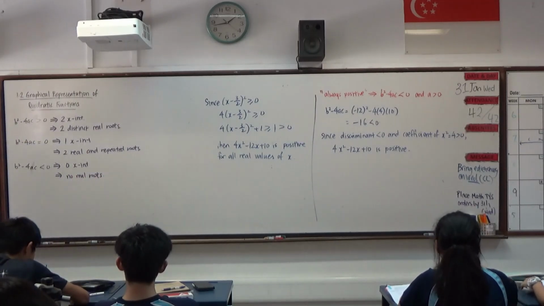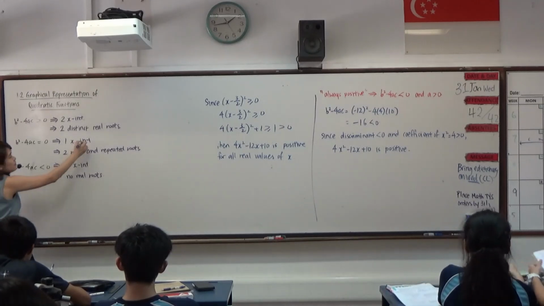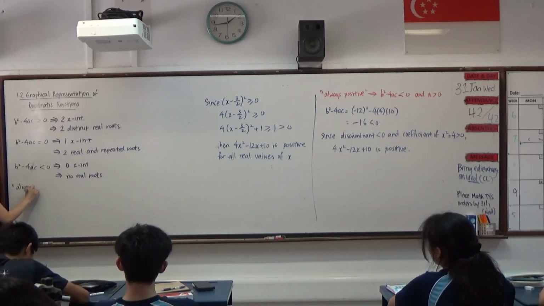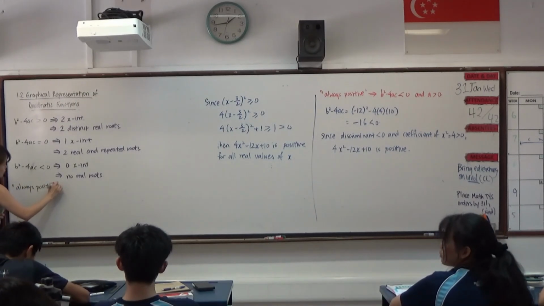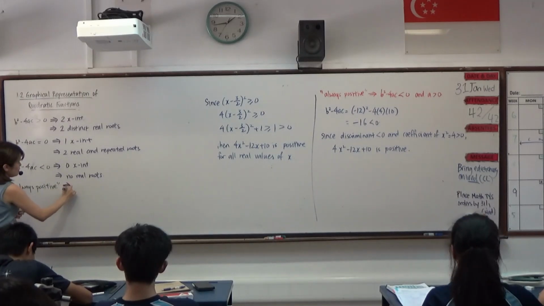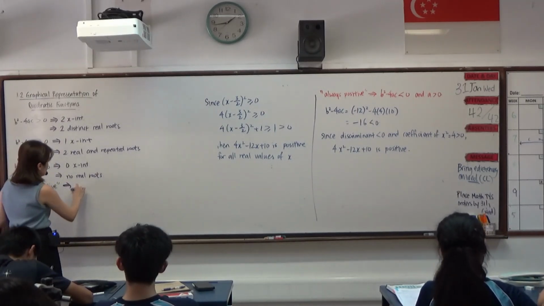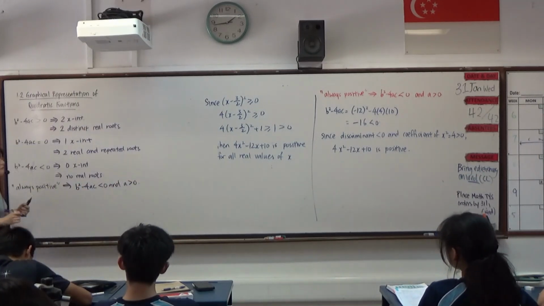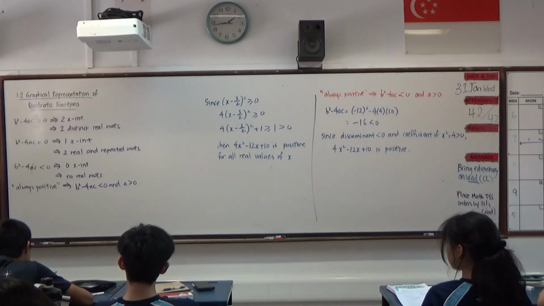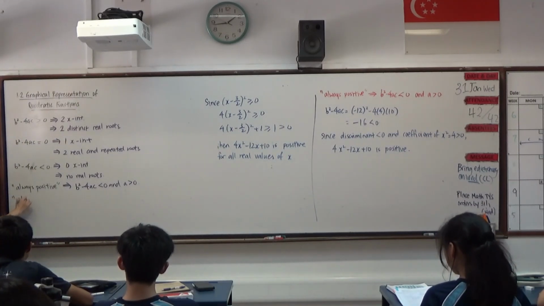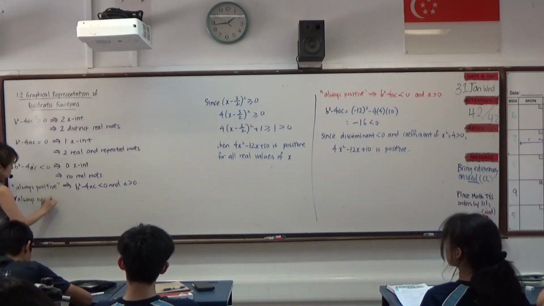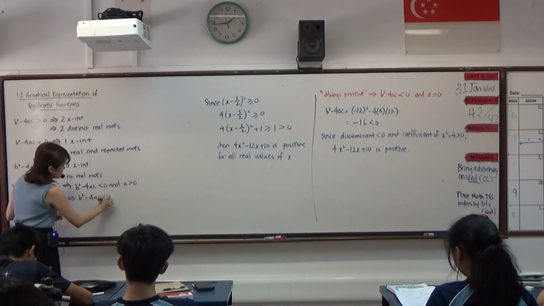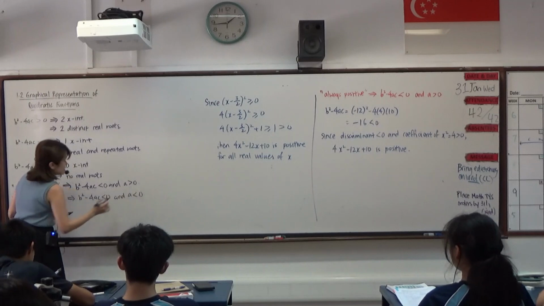We also talked about different cases where we have always positive or always negative. When we say always positive, we think about the discriminant being less than 0, and it must be a happy face, a minimum point, so A must be more than 0. And if we say always negative, it will be discriminant less than 0 still, and your A must be less than 0.